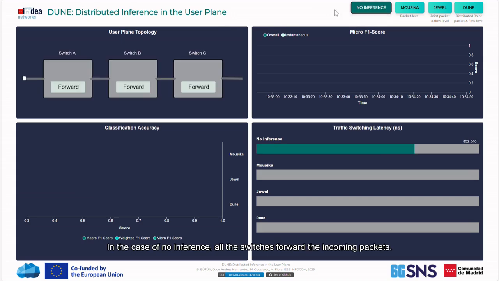In the case of No Inference, all the switches forward the incoming packets. We do not implement any inference model in any switch, so we do not calculate the performance scores. But the latency for inference across 3 switches is around 850 nanoseconds.